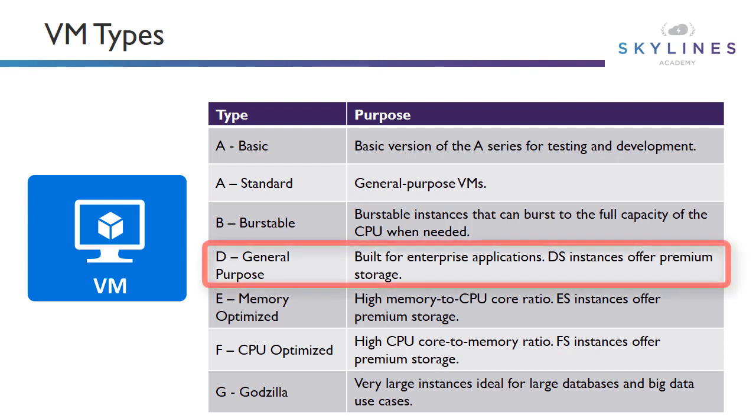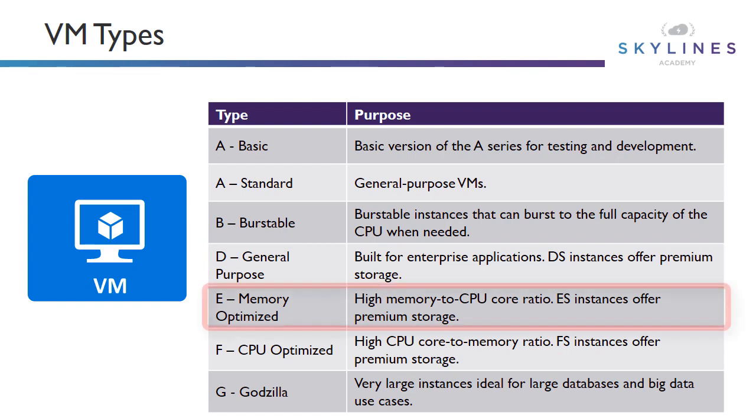D is the general purpose ones. You'll see a lot of these around in the enterprise. And then we have memory optimized. These are the E series. You'll see there are some other memory optimized ones out there. This is the newest memory optimized series they brought out recently. This is a high memory to CPU core ratio.